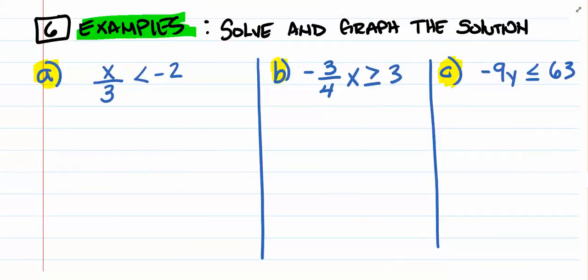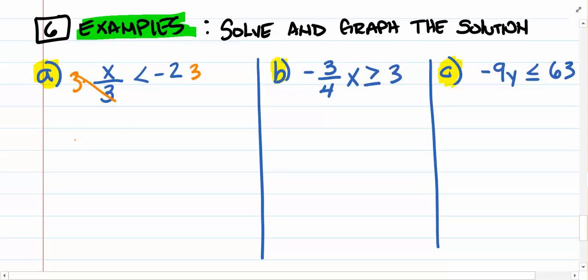Box number 6, I have 3 examples to illustrate the multiplication property of inequality. The directions say to solve and graph the solution. This says x divided by 3 is less than negative 2. Well, I'm going to multiply both sides by 3 to isolate x. So that tells me that x is now going to be less than negative 6. I do not need to change the direction of the inequality sign here because I'm multiplying by a positive number, and that number is 3.